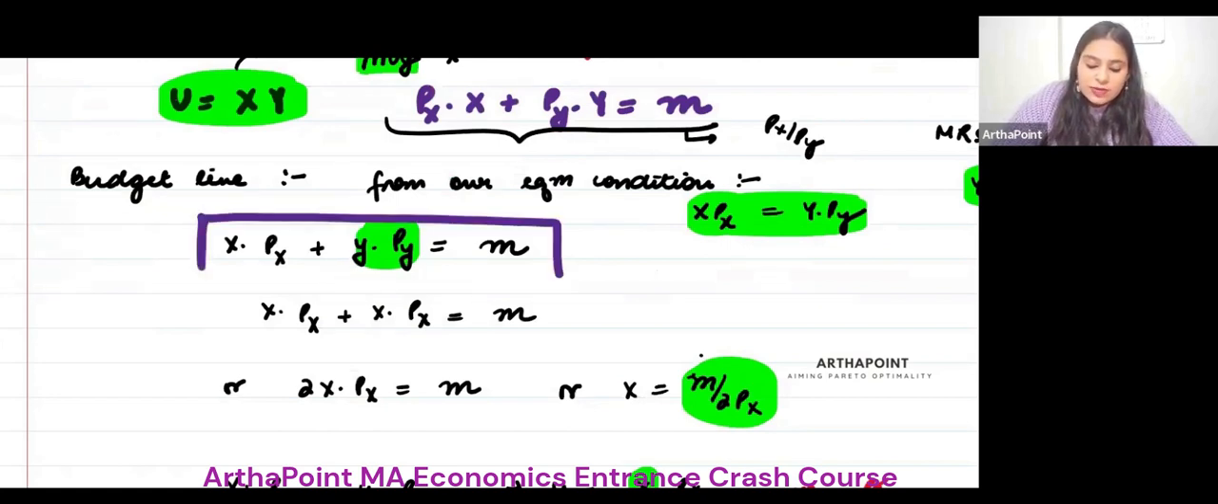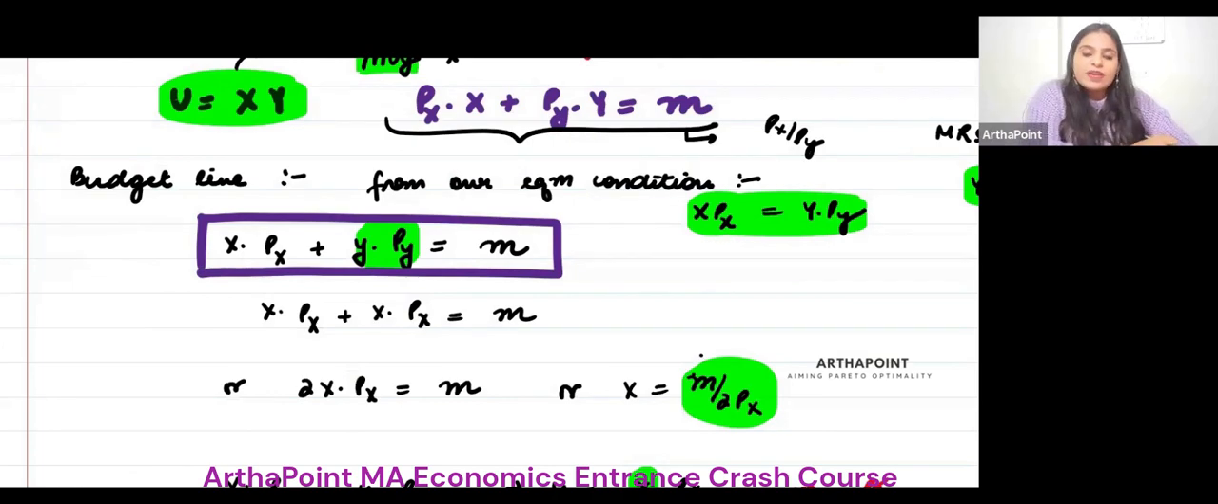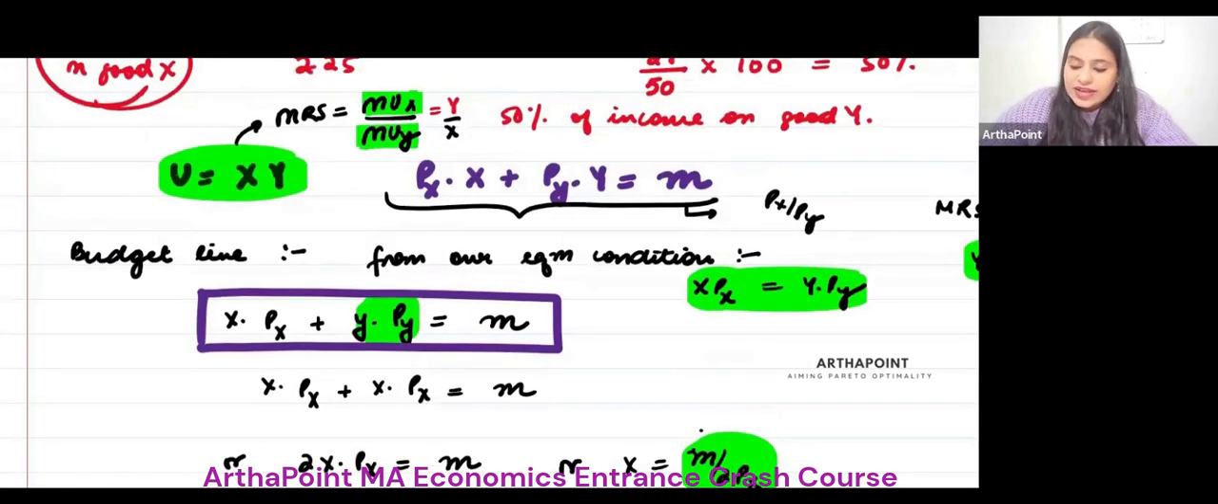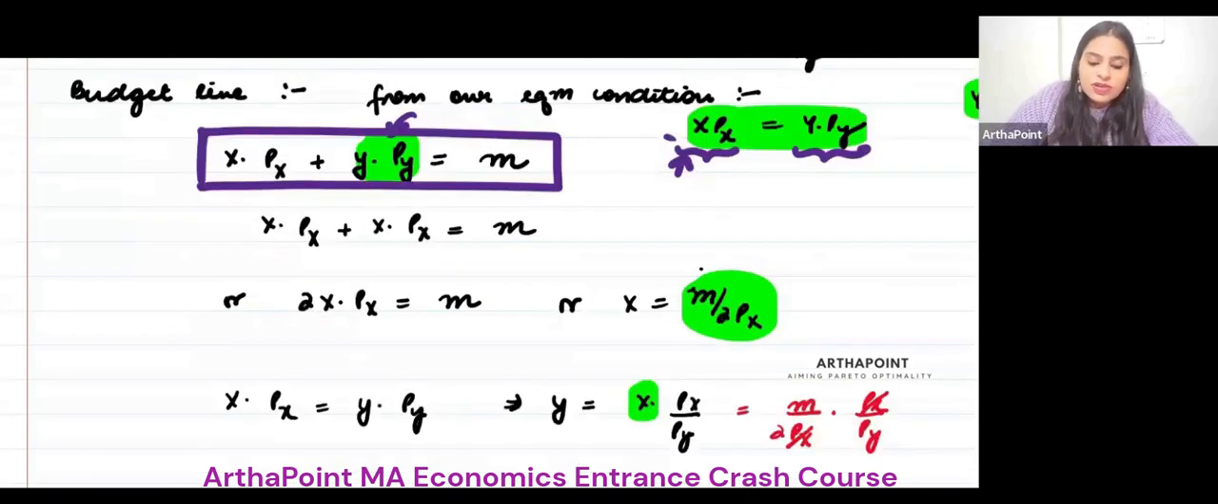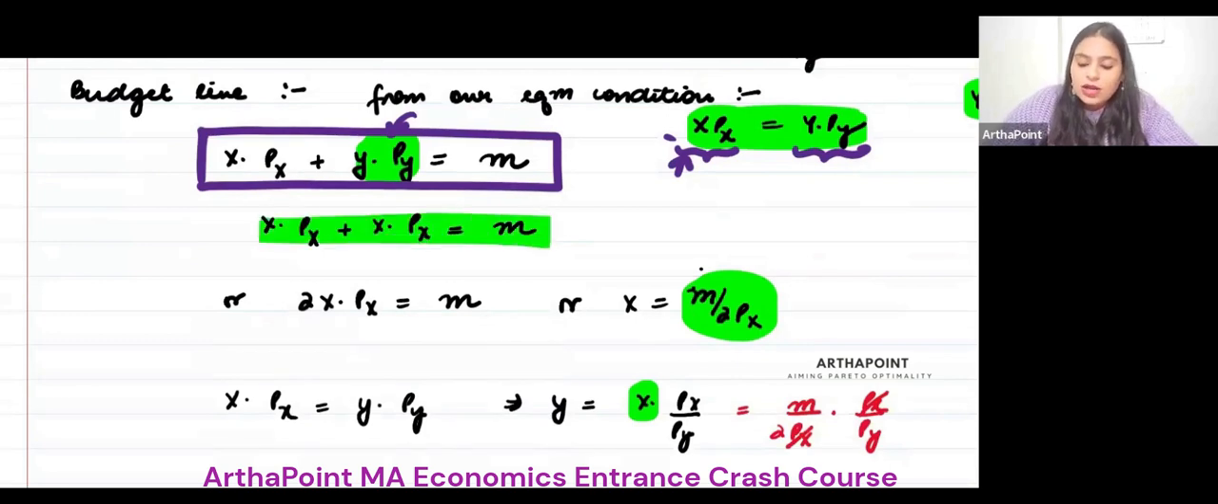This is my budget line: XPx plus YPy is equal to M. We know that XPx is equal to YPy. So instead of YPy, we just plugged in XPx. The entire equation became in terms of X. We solved for the value of X. When we did that, we got the answer as M by 2Px.